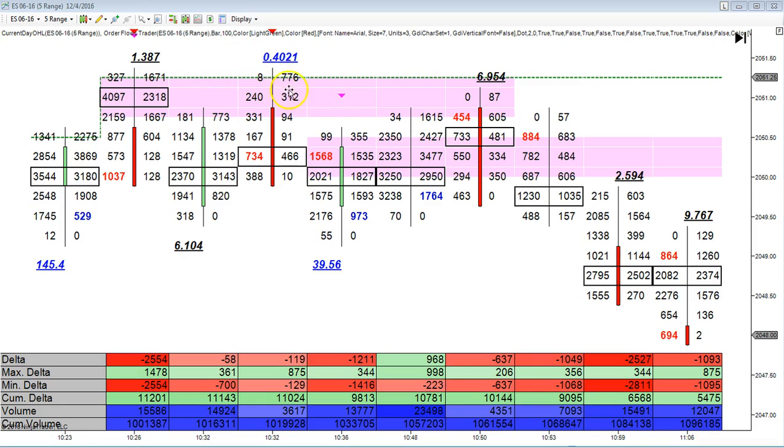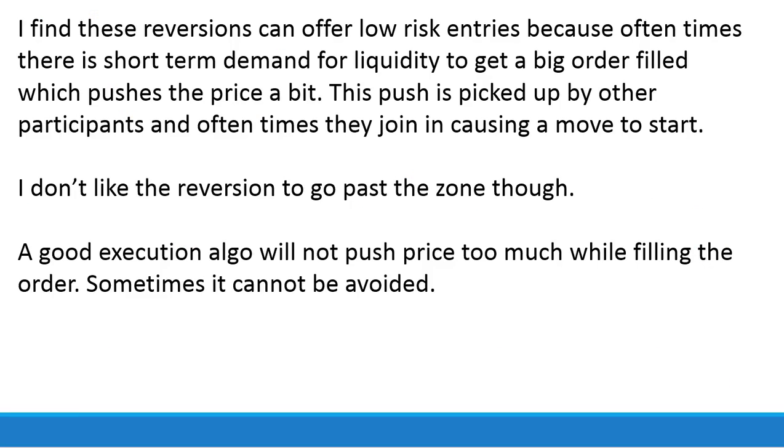But I do like when it holds back at these levels. When it holds back to the initial bar. Sometimes it may go back through it by a tick or two, and that's fine. I can accept it. The market's going to do what it's going to do. I'm not using this as a dead stop level, that if it hits this level and gets through it by a tick, the world's coming to an end and I have to get out of the position. No. Now again, that said, I don't like reversions that go past the zone though.